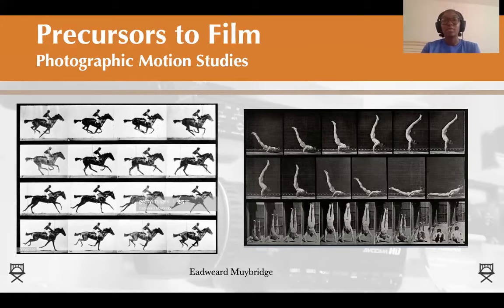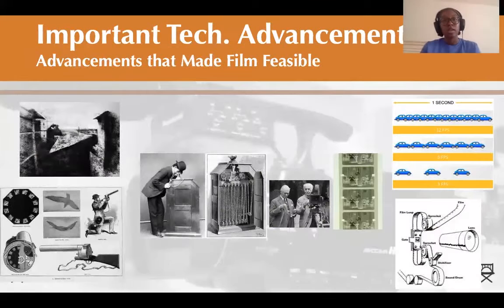And there were different types of motion studies. There are even human motion studies, as you can see on the right. Someone tumbling is interesting to analyze from a photographic standpoint because you get to see all the different ways that the human body is moving. So there are motion studies of humans as well. Okay, so some important technological advancements that made film more feasible include, as I said before, photography.